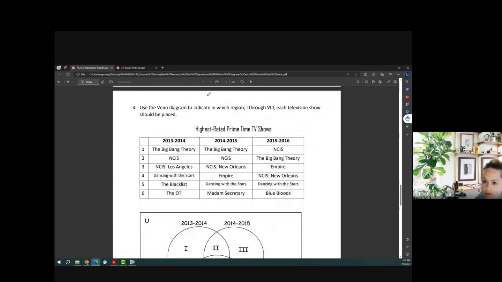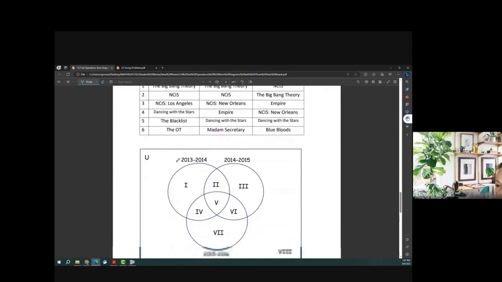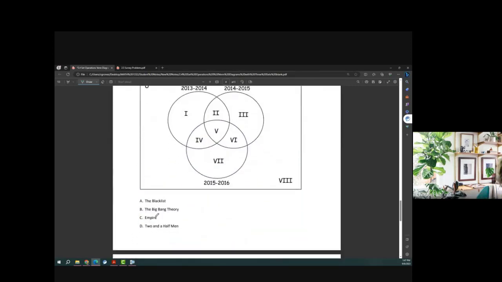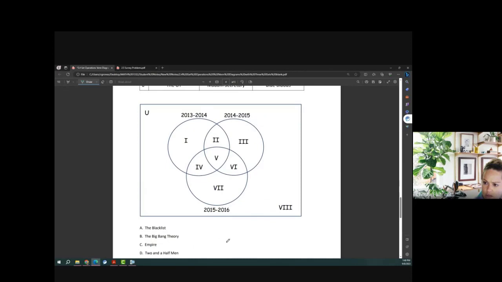All right, number 4. Use the Venn diagram to indicate in which region 1 through 8 each television show should be placed. So they have some television shows. We have A, B, C, and D. So we have The Blacklist, Big Bang Theory, Empire, and then 2.5 Men.